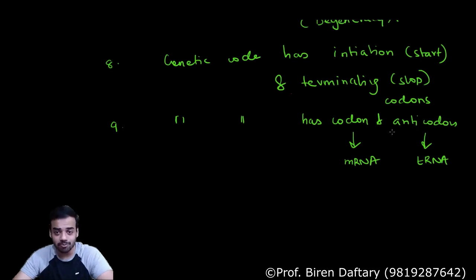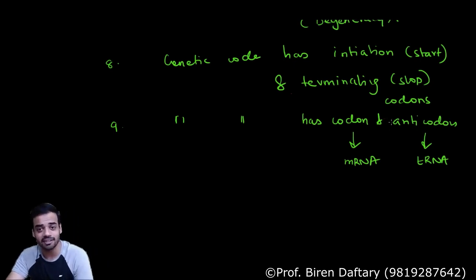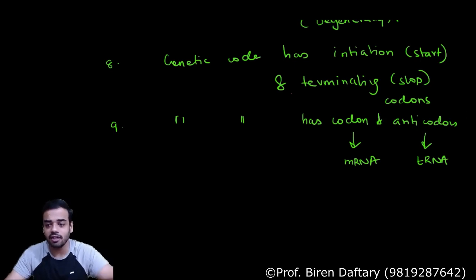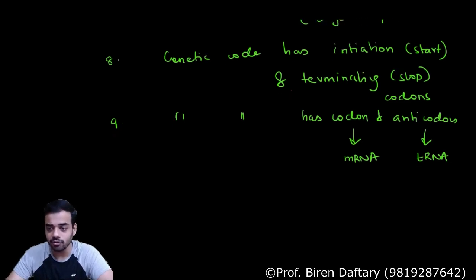Now which is the 10th point given in your book? They have repeated that universal point, so that has been repeated. So there are a total of 9 points. Clear? I hope these 9 points are clear to you. If we want to revise, what are the 9 characters?